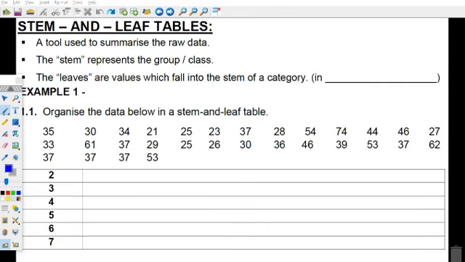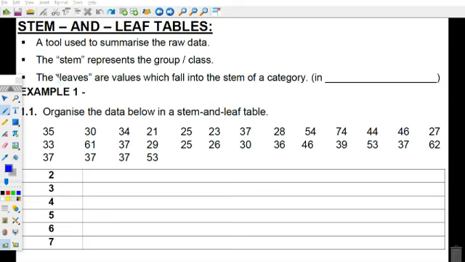Okay, so a stem and leaf table, or stem and leaf diagram, is a tool used to summarize raw data. Before, we've been dealing with raw data and putting it in ascending order. We then looked at frequency tables and tally tables, where you take your data and group it into intervals. Now, stem and leaf tables are basically another way you can group your data.